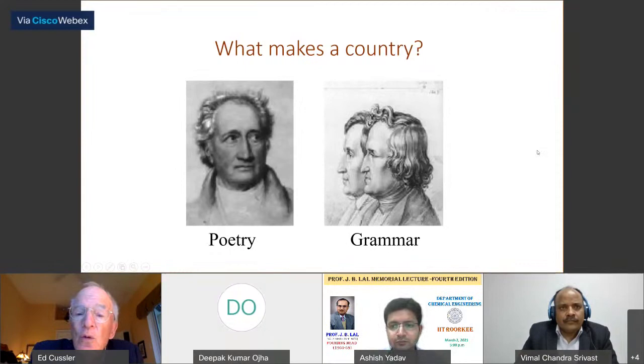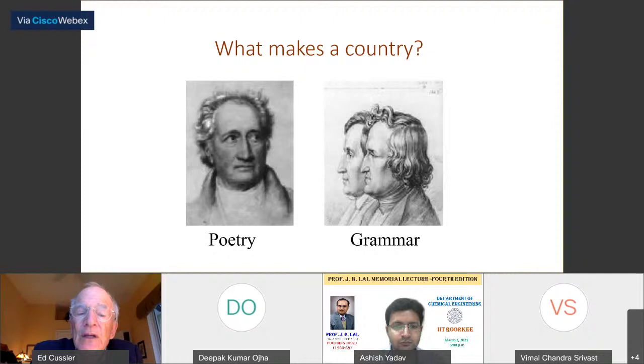But if you have these two people supplying poetry, the imagination, and grammar, the structure of the language, you can use that as the basis for a country. And now I want to ask you to think about what would happen if you tried to find poetry and grammar for engineering, specifically chemical engineering?